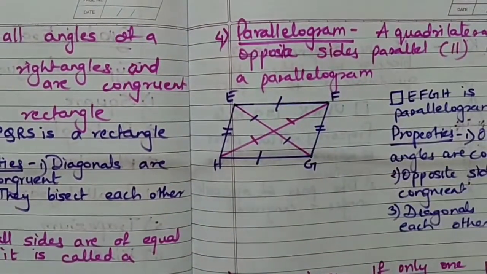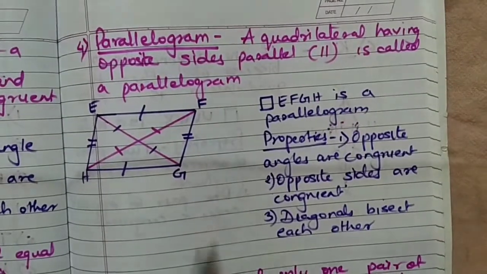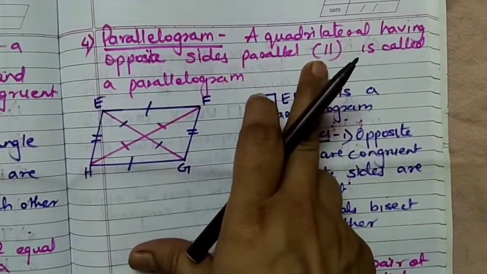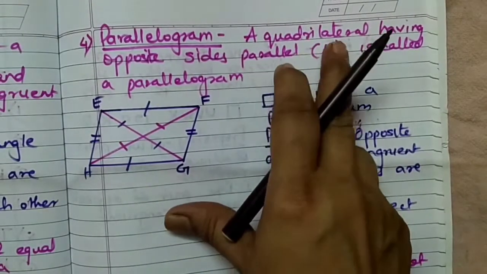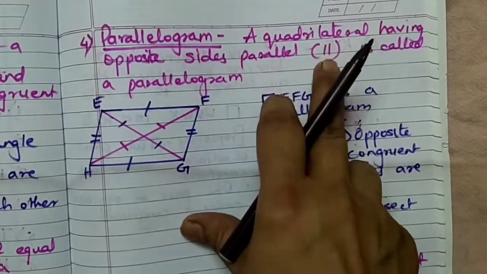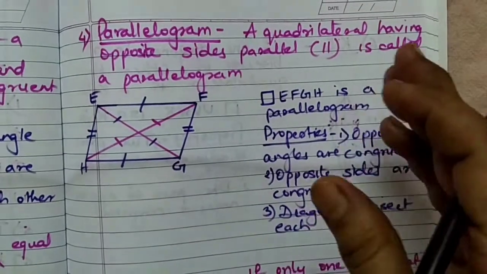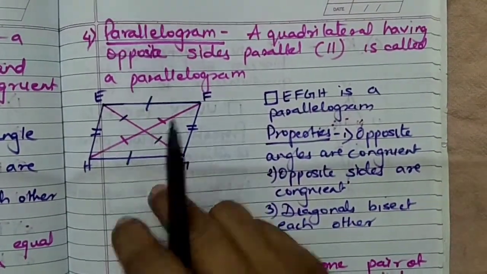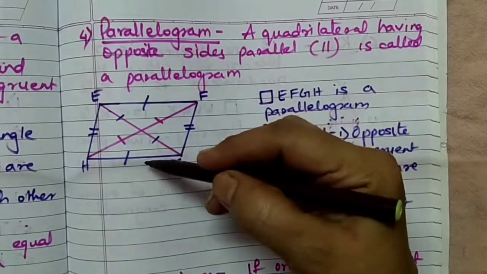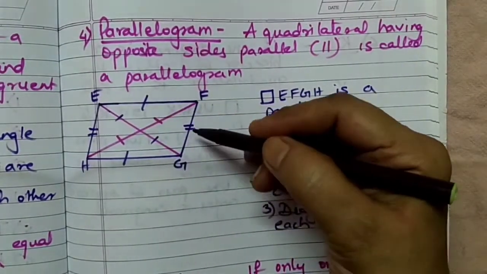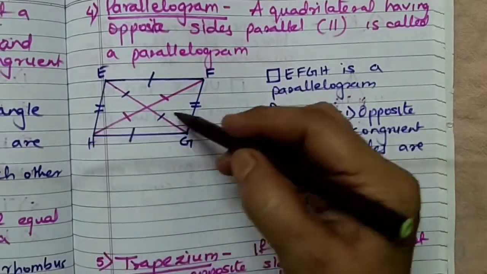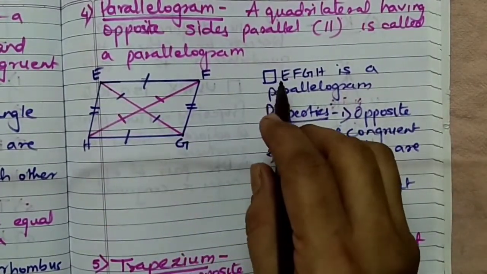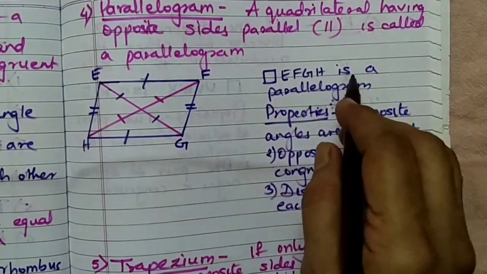Okay, the next quadrilateral is a parallelogram. Now what is a parallelogram? A quadrilateral having opposite sides parallel. This is the sign for parallel, that's why I have written it in brackets. It is like a slightly tilted 11. So opposite sides are what? They are parallel to each other. That is, the distance between these two sides is the same everywhere. Same way the distance between these two sides is the same everywhere. So this is known as a parallelogram. Quadrilateral EFGH is a parallelogram.